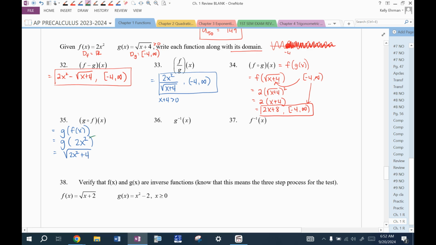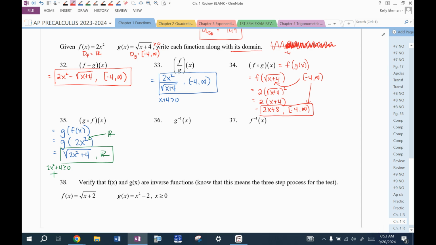Now, what about domain? Check the inner function. 2x squared has a domain of all reals, so far no issues. And normally in my final answer, I would say, oh, it's a square root function, so 2x squared plus 4 needs to stay greater than or equal to 0. But think about that. If you try solving for it, you'll get an imaginary number for x. Also, 2x squared is always positive. Adding 4 to it will keep this always positive anyway. So, all real numbers, there are no domain restrictions for this one.